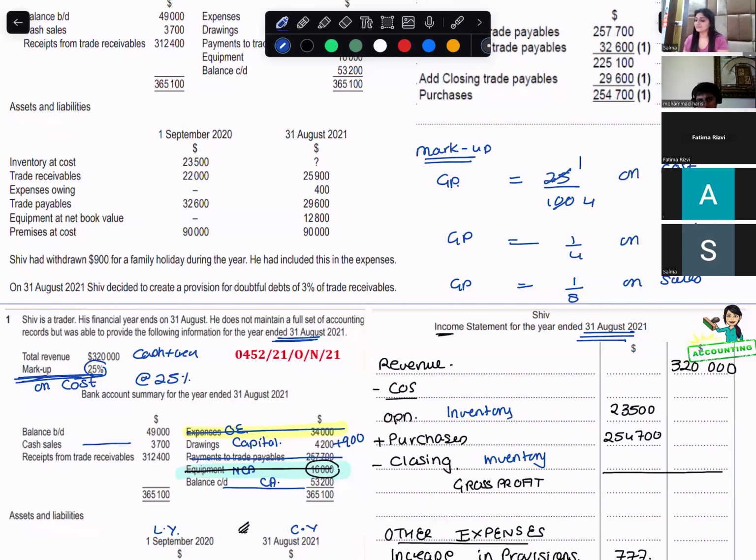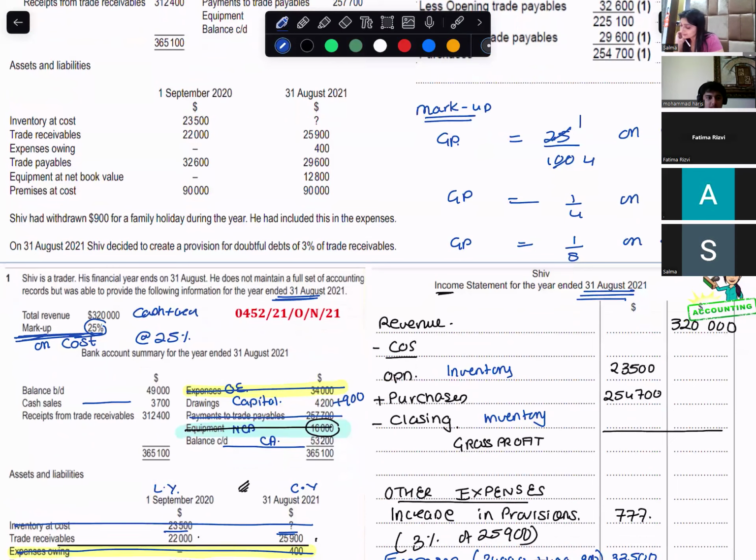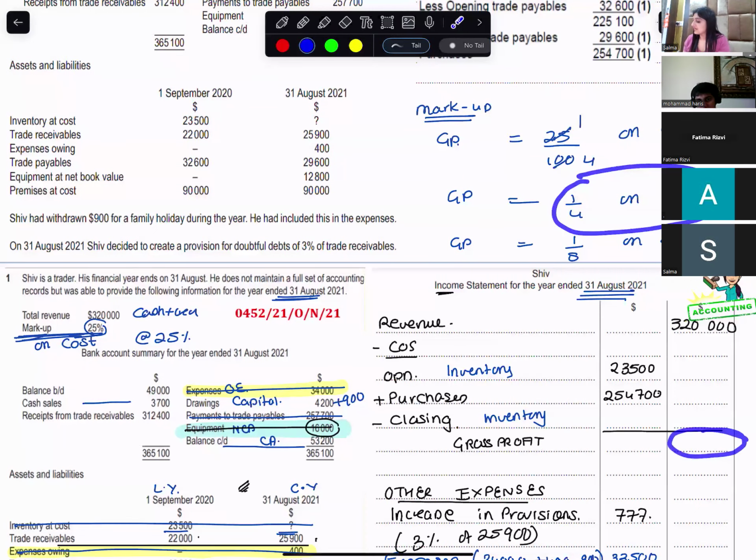Are you with me? Yes, miss. Miss, why do you put it as 1/5? Because I don't have cost. Do you have costs of sales? No. But I have sales. Gross profit is given to me as 1/4 on cost. I don't have cost, so I can't find gross profit. You can't find it because you don't have the cost.